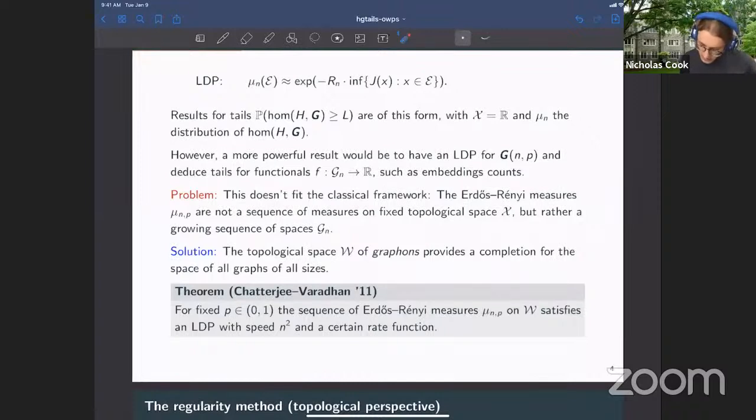And so it was in this setting, so I won't redefine graphons and I won't use graphons in this talk, but it was in this setting that Chatterjee and Varadhan proved a large deviation principle. So they got a large deviation principle for the sequence of Erdős-Rényi measures when p is fixed on this infinite dimensional space of graphons. Okay, and I also won't write what the rate function was. Okay, so that's an LDP in the classical sense of an LDP.